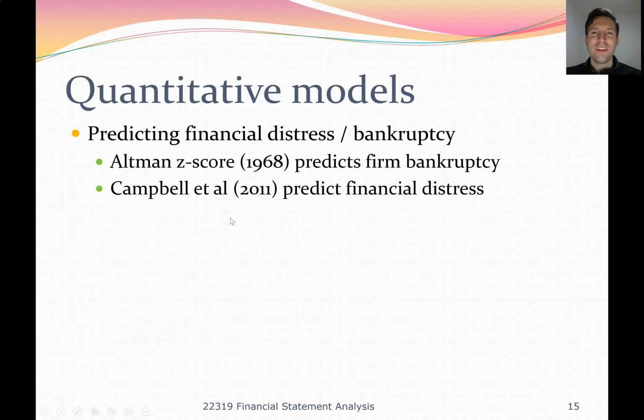Another thing that's often done in a quantitative sort of methodology is trying to predict firms that are going to go bankrupt. So this started out in 1968. The Altman Z-score is a really classic model, which for manufacturing firms, again, used a regression technique, and it comes up with this formula that will predict if a company is going to go bankrupt based on their financial statement information. Now, it's been altered many times, and more modern versions such as Campbell et al. have different models using regressions to predict financial distress or bankruptcy.